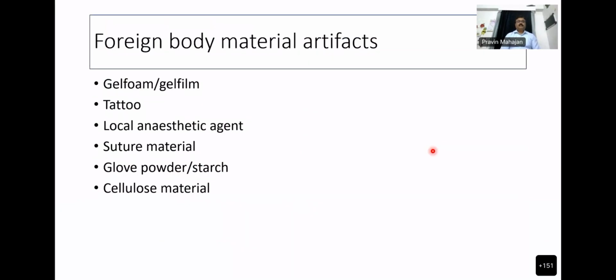Even prefixation artifacts can be foreign material artifacts. These can usually be gel foam or gel film. The tattoos which people now get for cosmetic reasons can also give a foreign material-like artifact. Local anesthetic agents, when they are injected around or within the lesion, can also produce artifacts. You must have seen suture material artifact. Glove powder, from gloves which have powder, can also give an artifact. And cellulose material or vegetable material within the tissue can also produce an artifact.